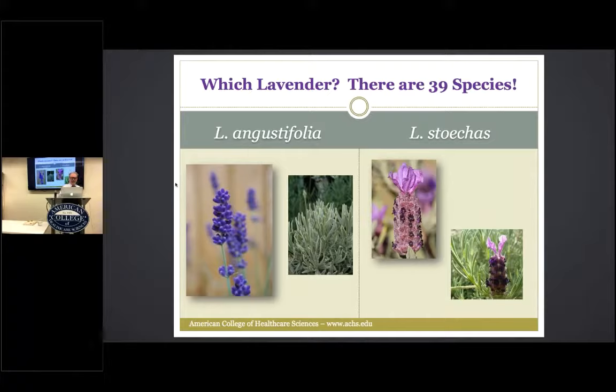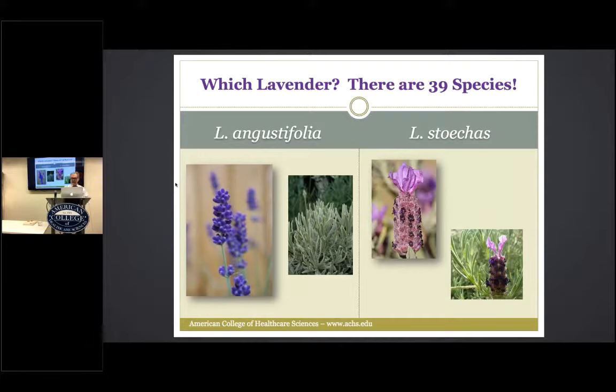These Latin names also, it's not just something to memorize. Latin names tell you something about the plant. Angustifolia means narrow leaf. So you know this is the narrow leaf species of all these lavenders. You'll notice that there are other herbs that are called angustifolia, such as Echinacea angustifolia. That's the narrow leaf version of Echinacea.